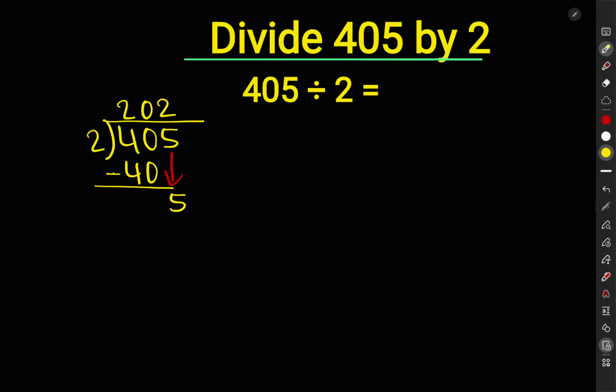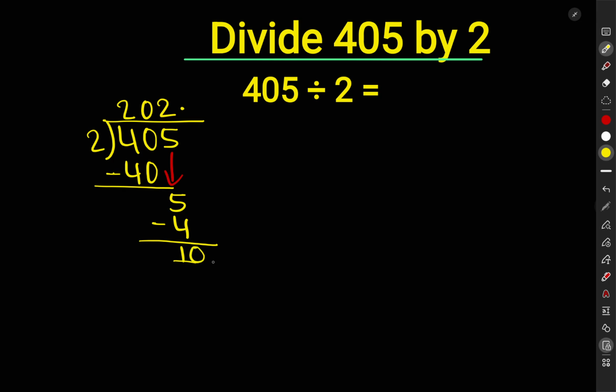So 2 times 2 means 4. On subtracting we get 1. So now this 1 is less than 2 and there is no other number beside. So we put a decimal here so that we take 0.